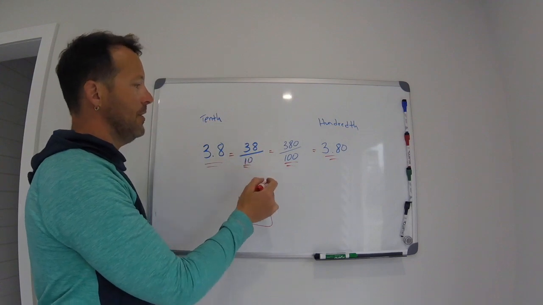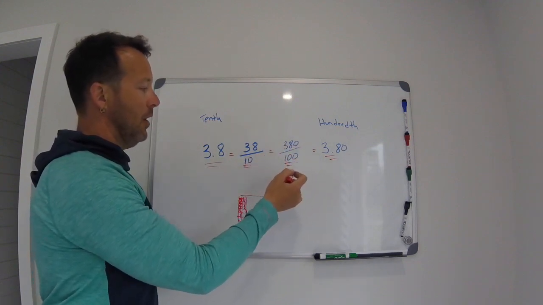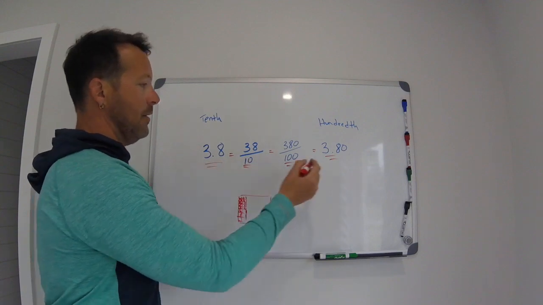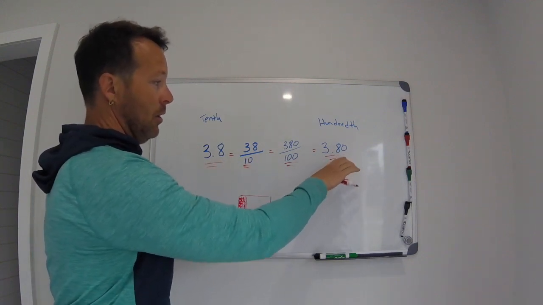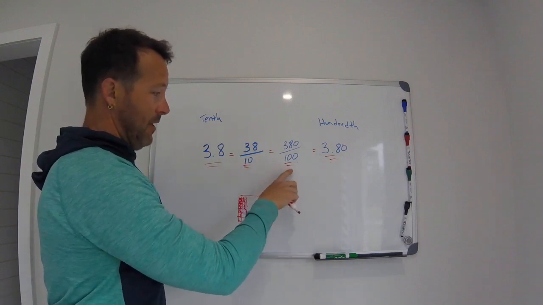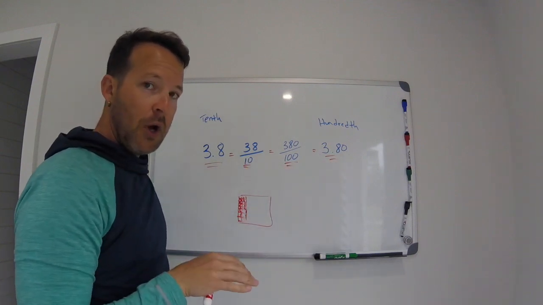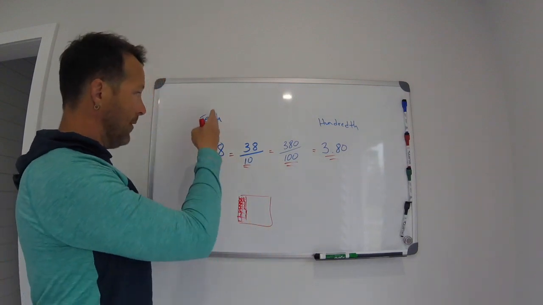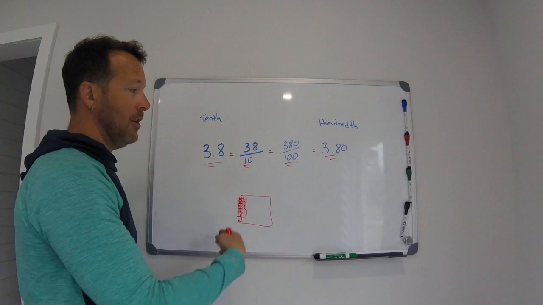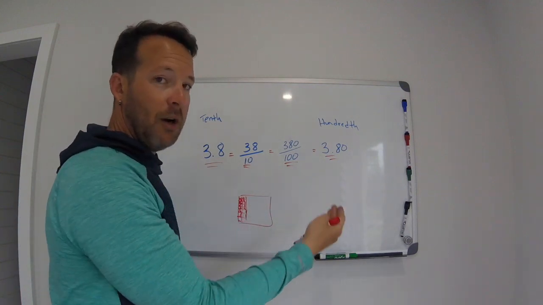So 38 over 10 and 380 over 100 equal the same number, 3.8 and 3.80. They're the same thing. So this question is just having you look at the tenth and go across the board and make it into the equivalent of what it would be in hundredths.